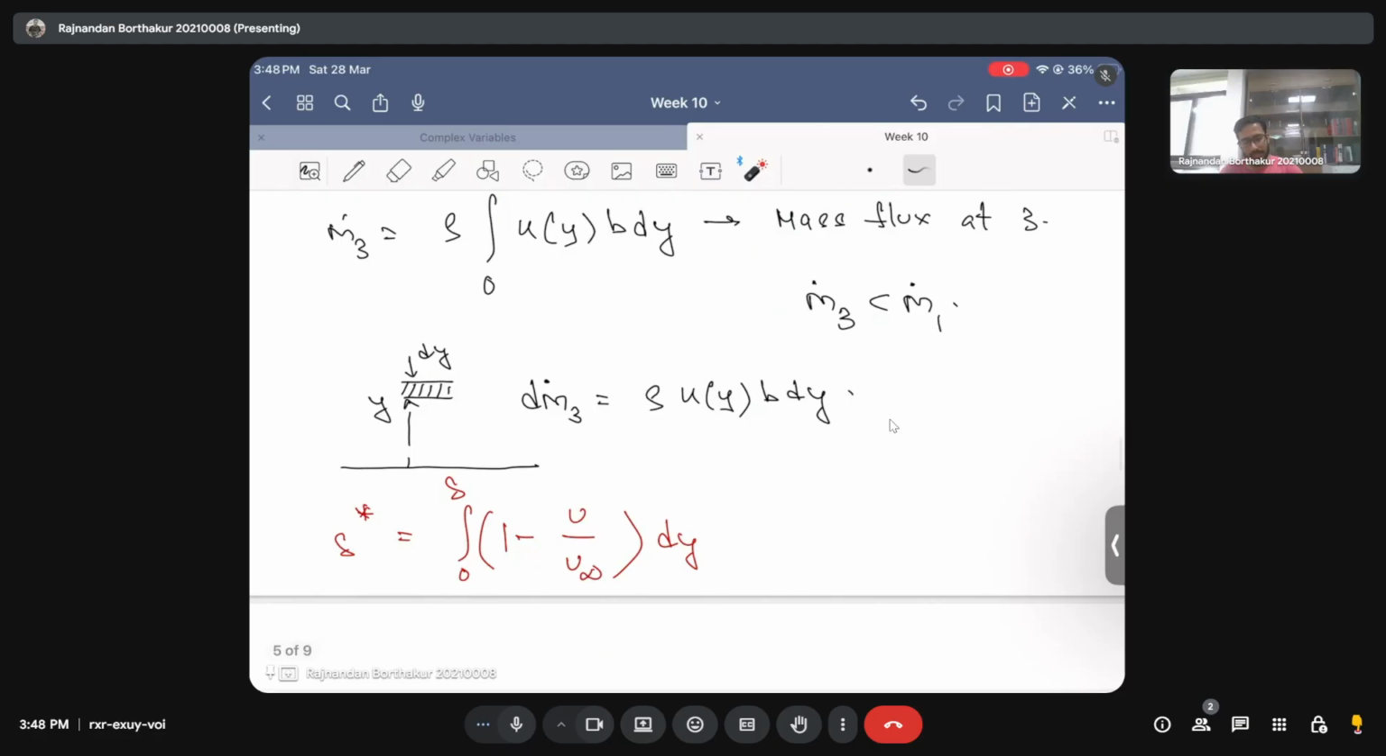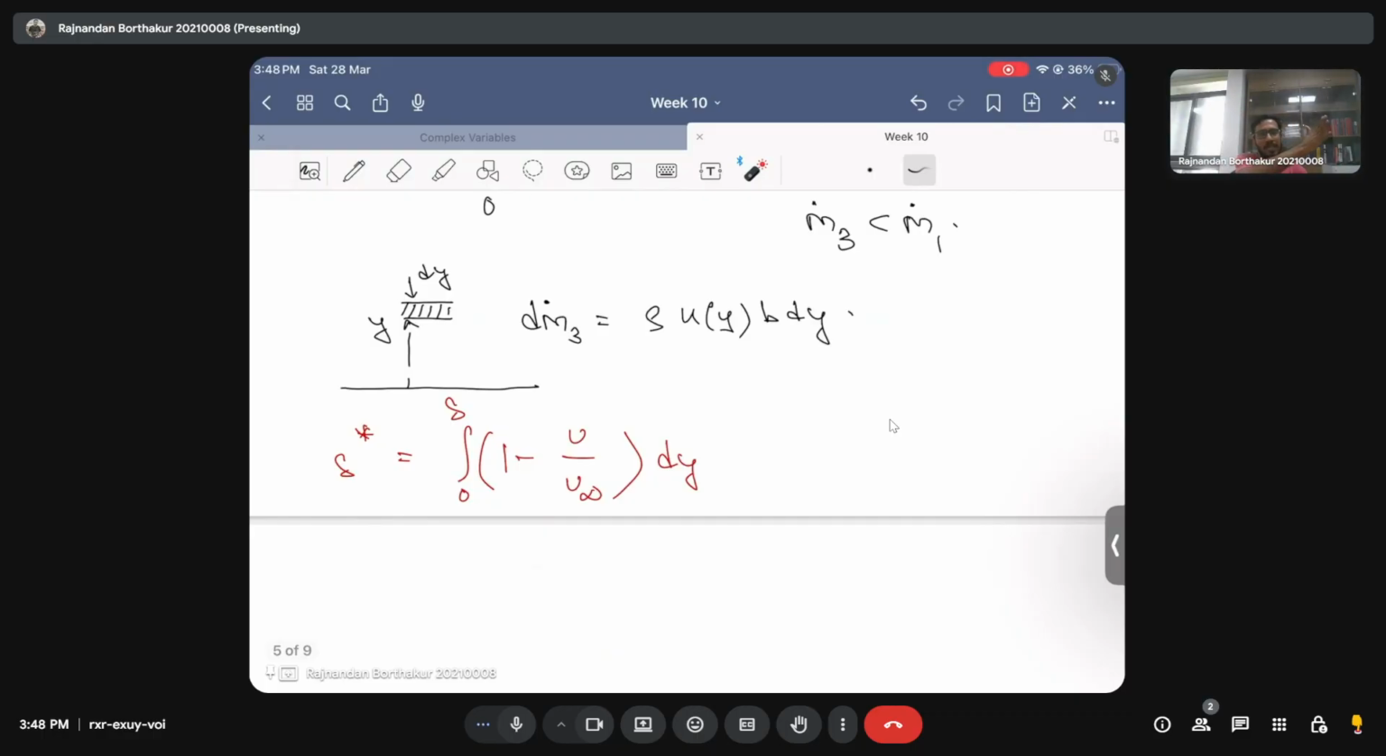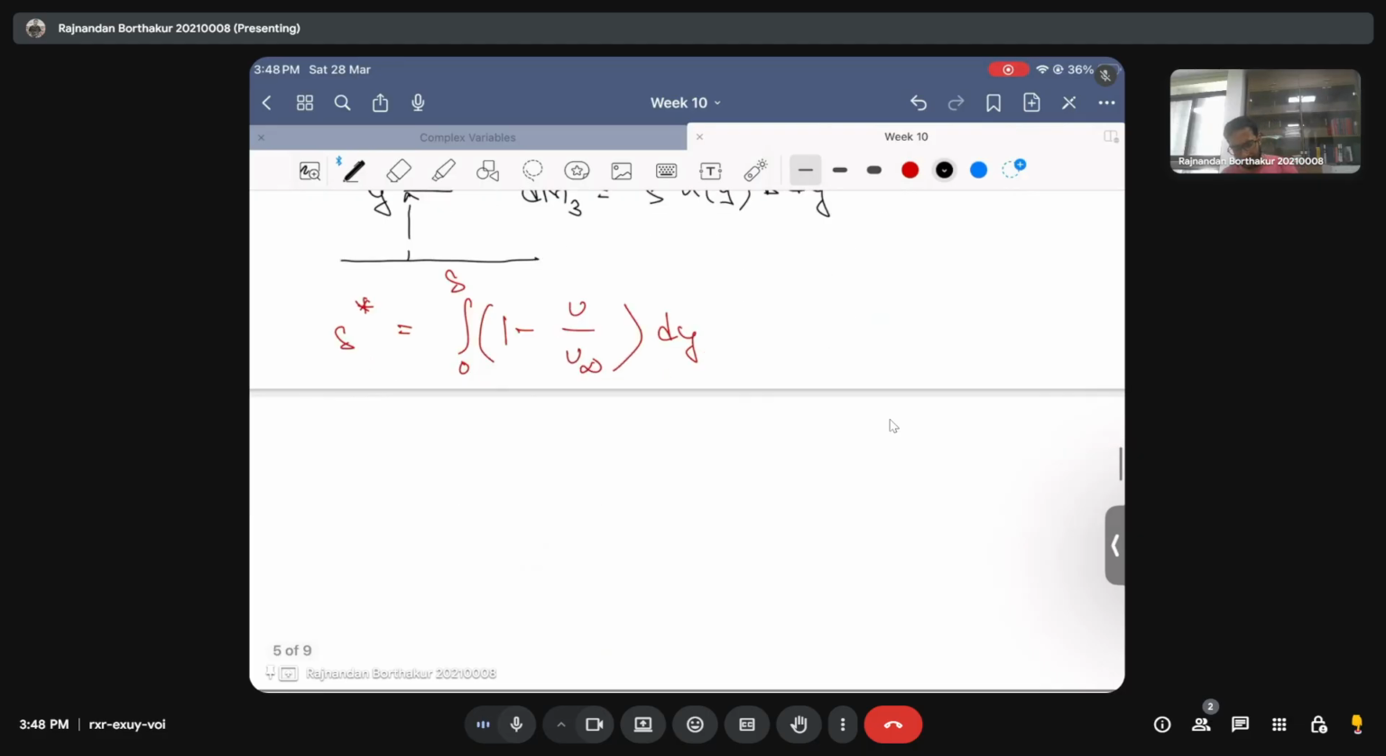It's very simple. You just take the amount of mass coming in and subtract it from the mass that is going out at station 3. You will simply get an expression for delta star. All right, so that is delta star, and the question wants us to evaluate the delta star. Then we can simply evaluate this because the velocity profile is known.